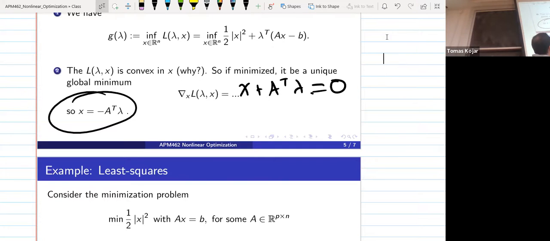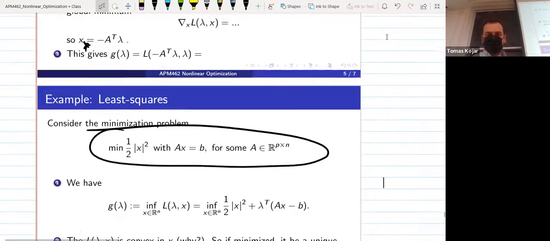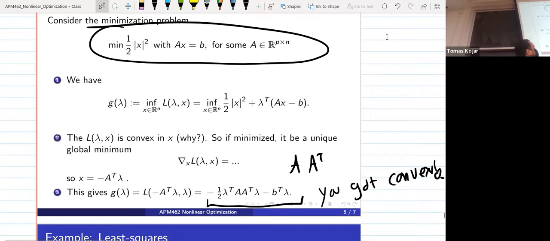Right, and then so it's convex. It has a unique global minimum, which is this. This is the unique global minimum, and I just plugged it in, and it gave me the formula. So you plug it in, and you get the dual function.